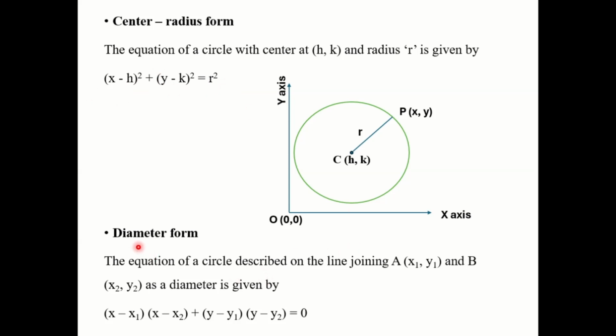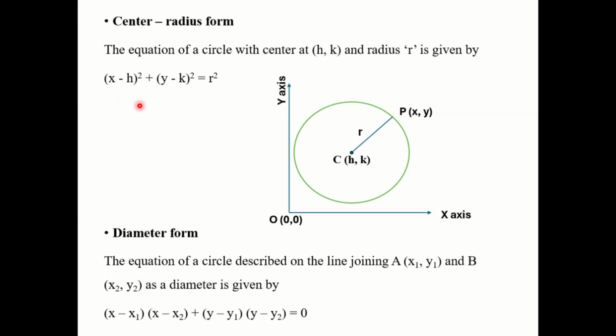Now another form of equation of circle is the diameter form. The equation of the circle described on the line joining A and B as a diameter, where A coordinates are x1, y1 and B coordinates are x2, y2, is (x minus x1) into (x minus x2) plus (y minus y1) into (y minus y2) is equal to 0. This is the diameter form. These are some forms of the circle's equation.